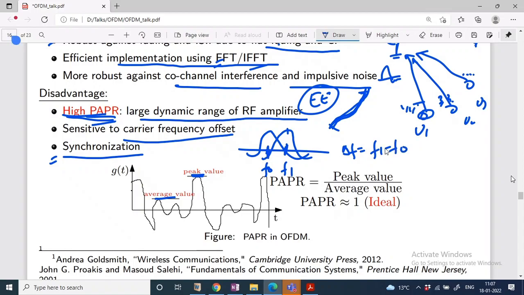So what will happen if you have a high mobility scenario? At that time you have a Doppler effect. Doppler means that the transmitted signal frequency is modulated, so this frequency may shift.